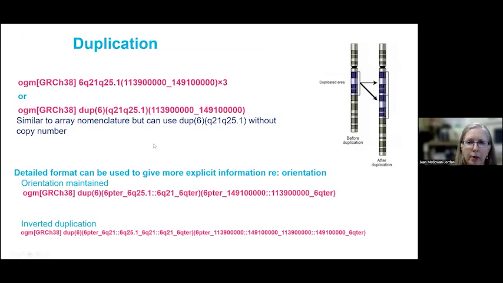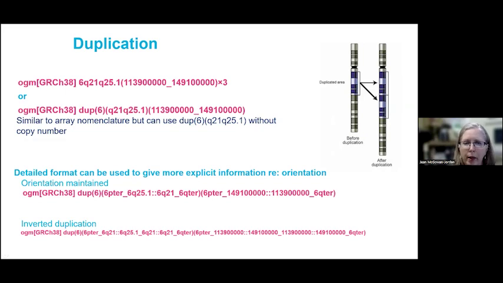Okay, here's an example of a duplication. This is a duplication involving band 6q21 to 6q25.1, and the nucleotides are specified using the array type nomenclature. Similar to the deletion, you can designate this as a duplication if you have enough information that you're able to get out of your OGM data. So you can call it a duplication. Implicit in this is the orientation of that duplicated material.